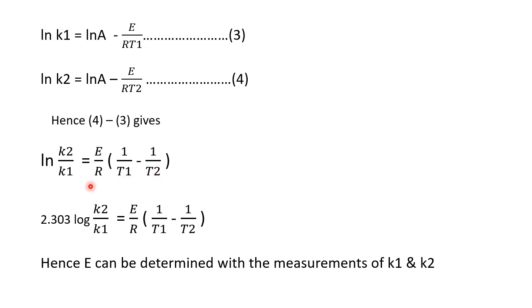Now natural log I converted into log to the base 10. So I have 2.303 log K2 upon K1 is equal to E upon R into 1 upon T1 minus 1 upon T2. And hence, my dear friends, the energy of activation can be determined with the measurements of K1 and K2 at the two different temperatures T1 and T2, where T2 is greater than T1. And this is, my dear friends, the Arrhenius equation, which resembles the effect of temperature on the rate of reaction. So I hope you have understood up to this very well.